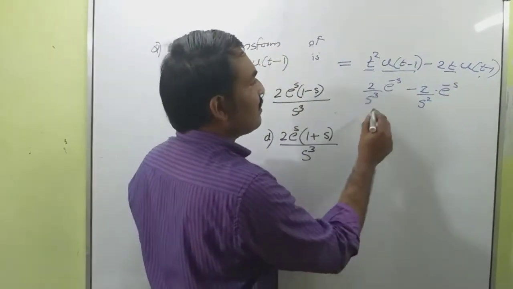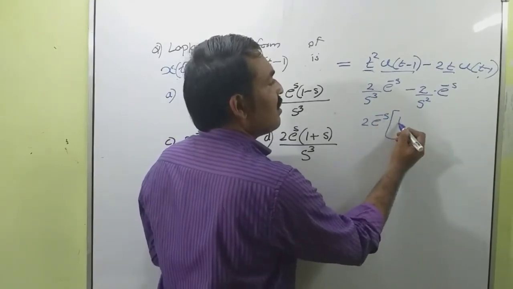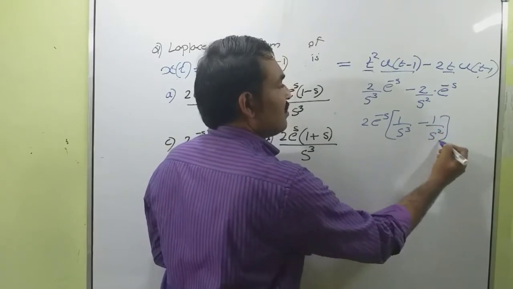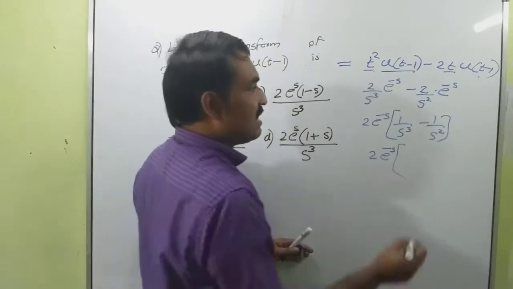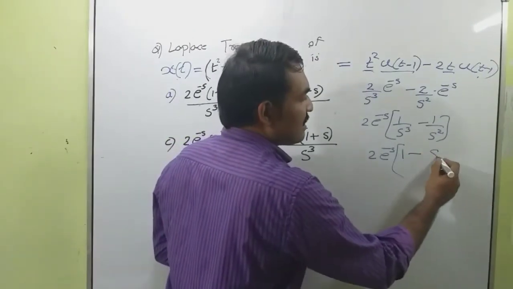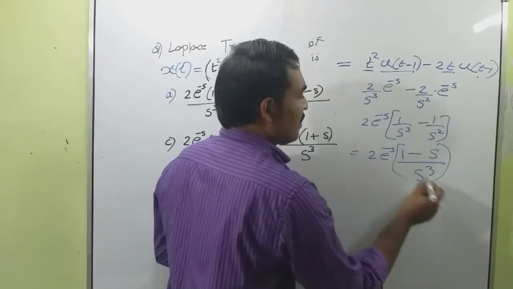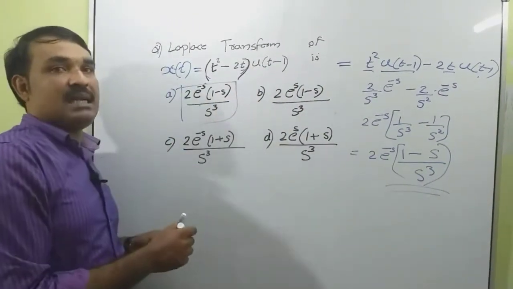So we can write this as 2 into e raised to minus s taken common, 1 by s cube minus 1 by s square. So 2 into e raised to minus s. Taking the LCM, we get 1 minus s divided by s cube. So this is our answer. So A is the correct option.